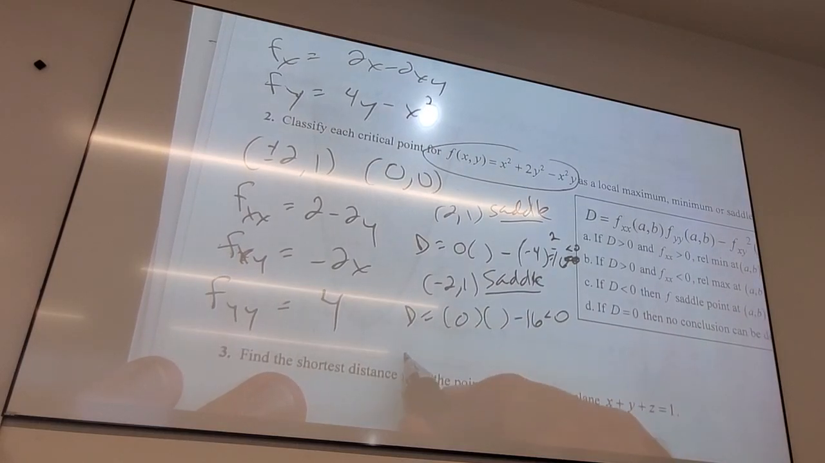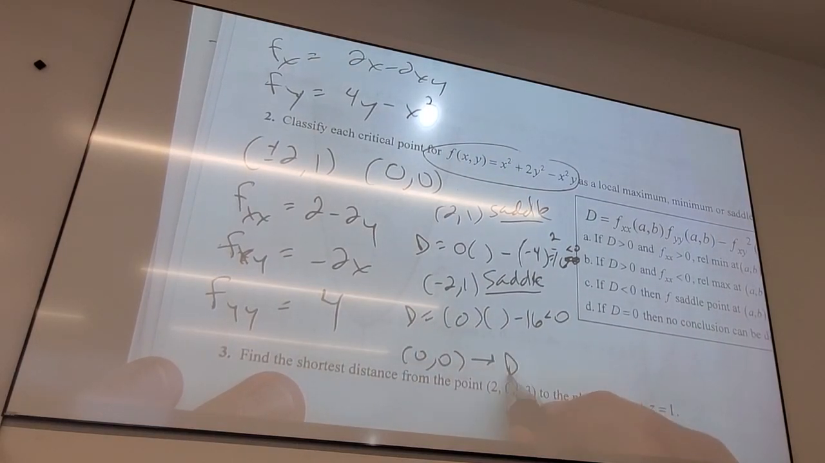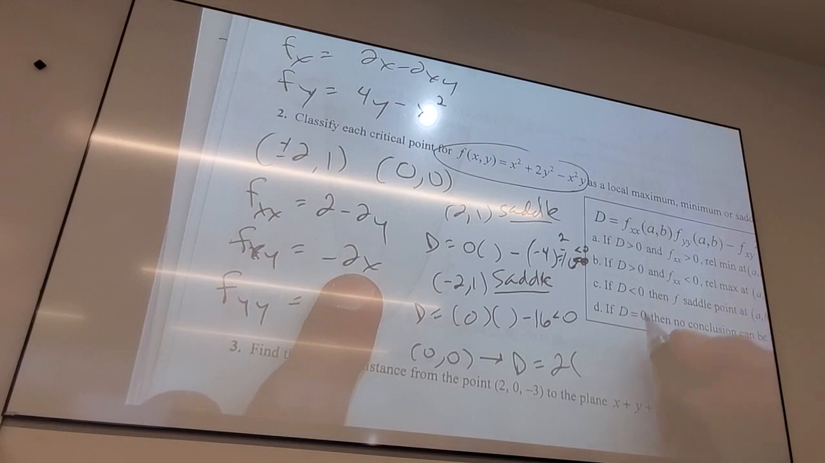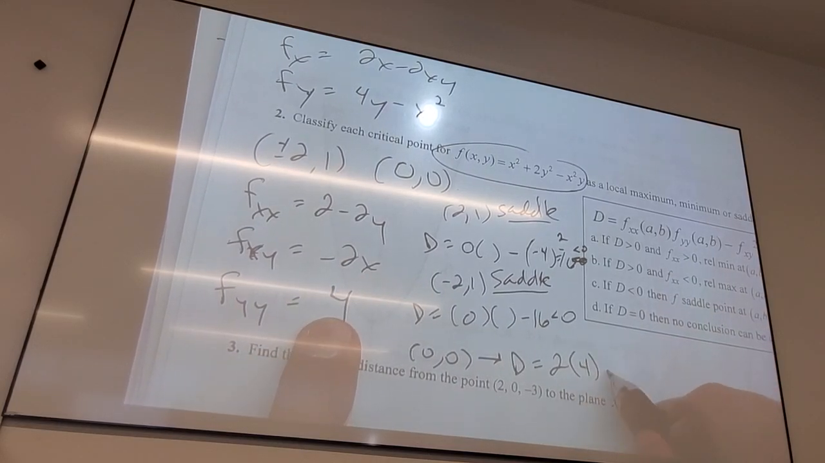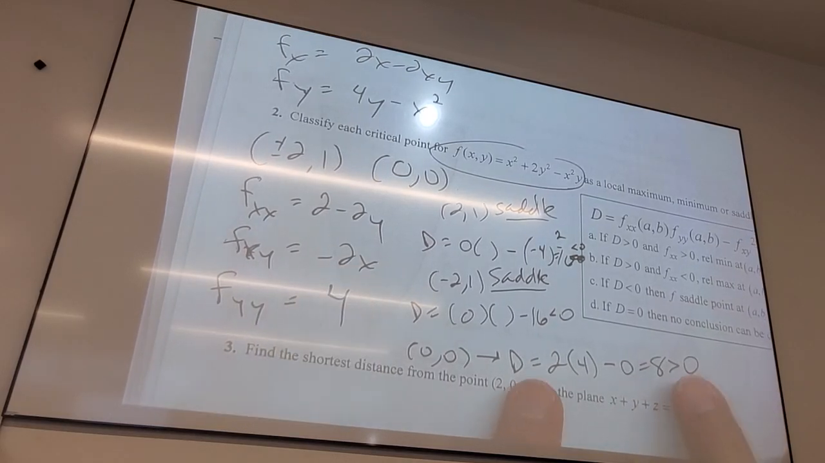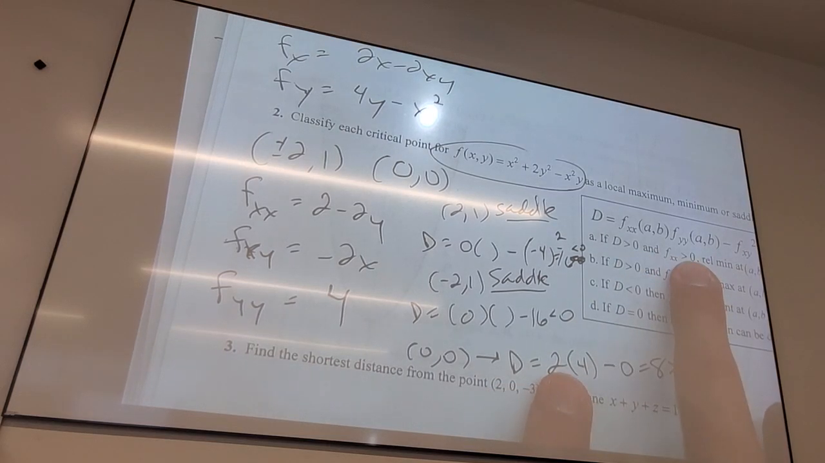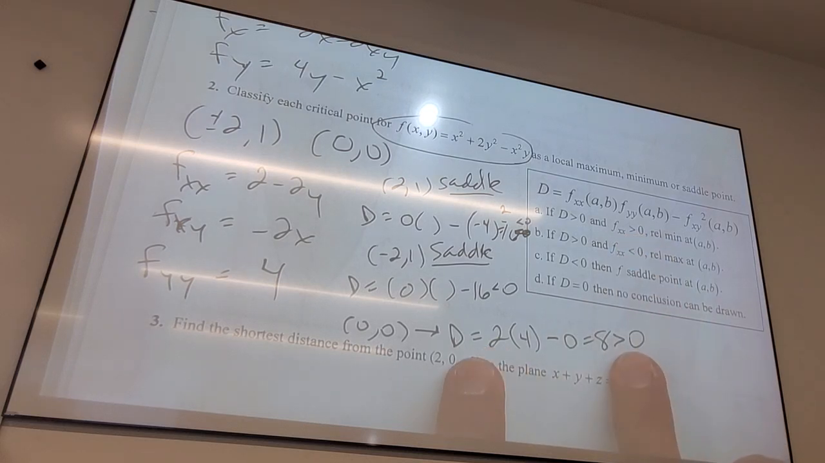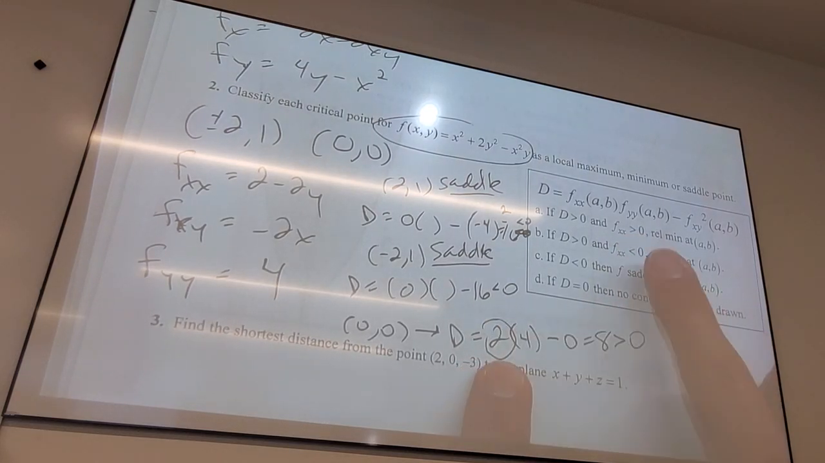And so if I check out 0, 0, this would be 2. This would be 4. Minus 0. And this would be 0, yes? Which is 8, which is greater than 0. So d is greater than 0, and fxx is greater than 0, yes? Is everybody with me? D is greater than 0. fxx is greater than 0. So I have a minimum at 0, 0.